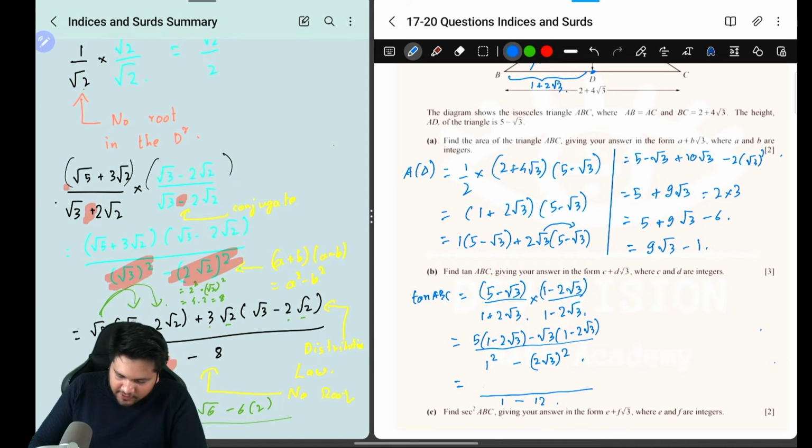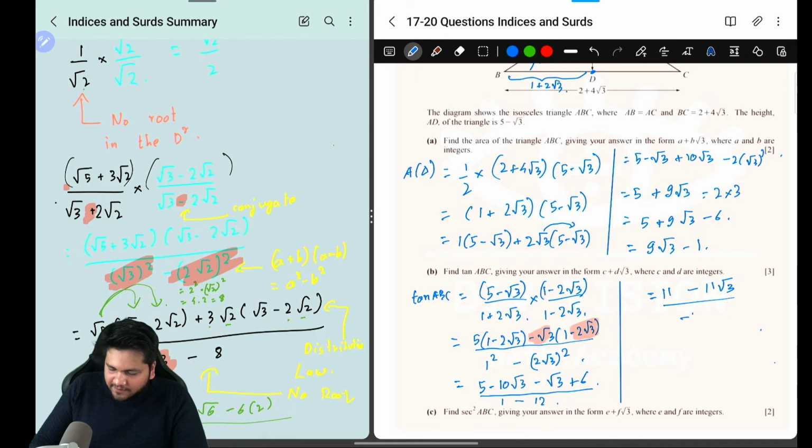Now here, it's going to be 5 minus 10 root 3 minus root 3, and minus root 3 into minus 2 root 3 is plus root 3 into root 3 into 2, which is 6. So we'll get like this. Most of the people make a mistake here, multiplying this minus root 3 with minus 2 root 3. So just make sure it is going to be plus. 5 plus 6 is 11, and minus 10 root 3 minus root 3 is minus 11 root 3. Just like minus x minus 10x is minus 11x.